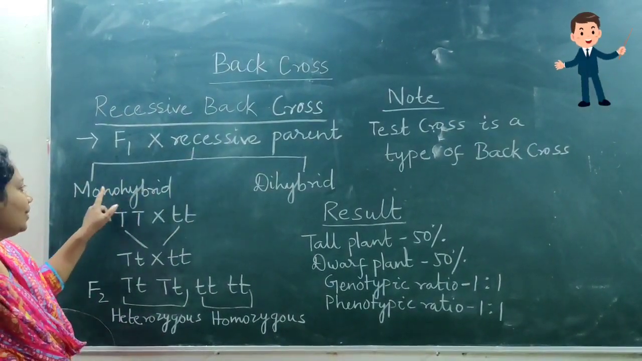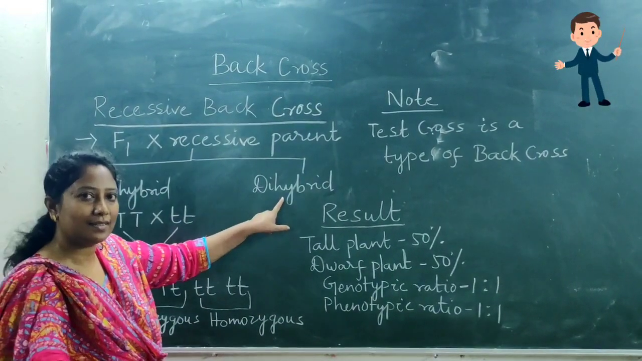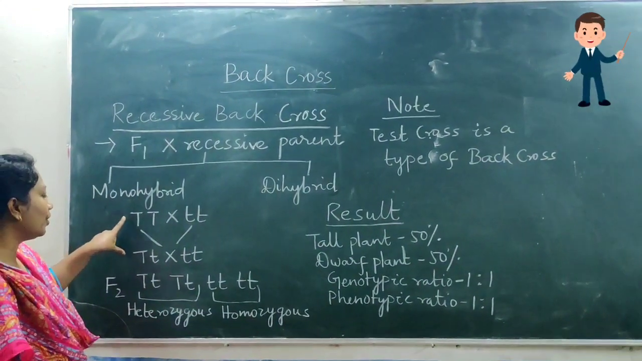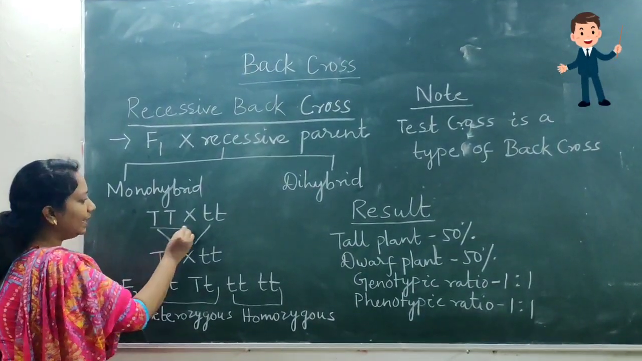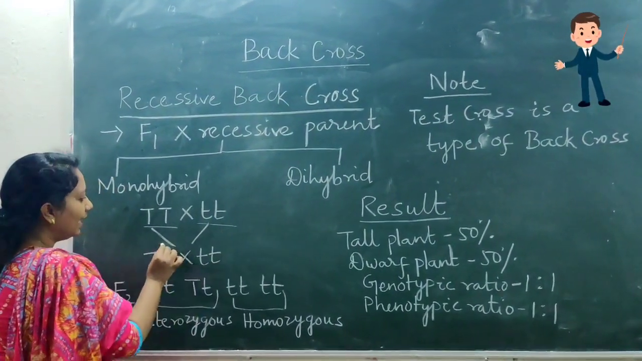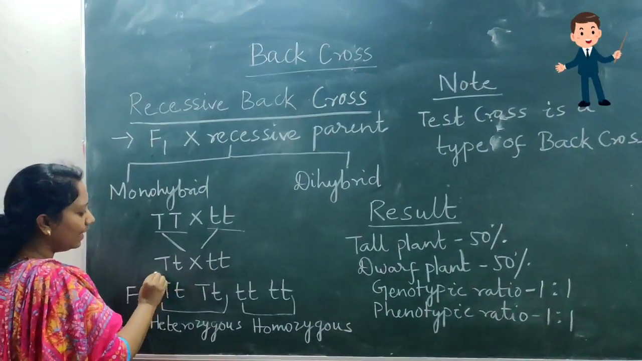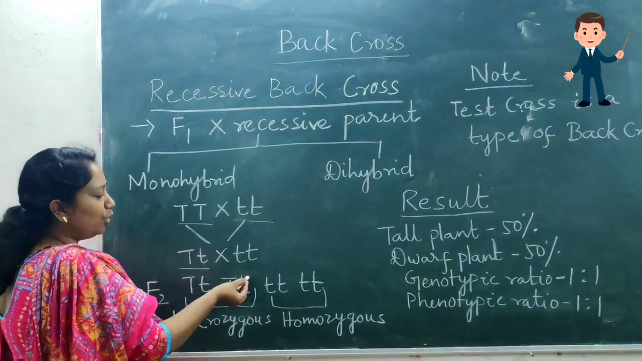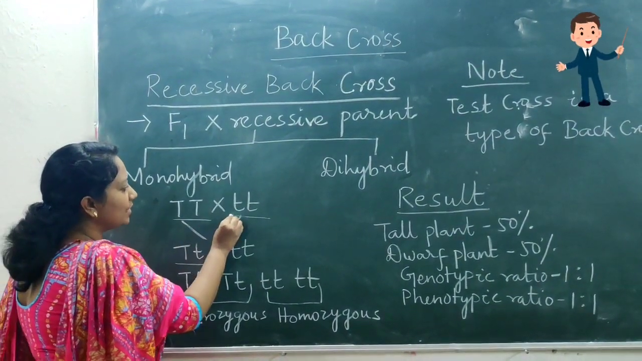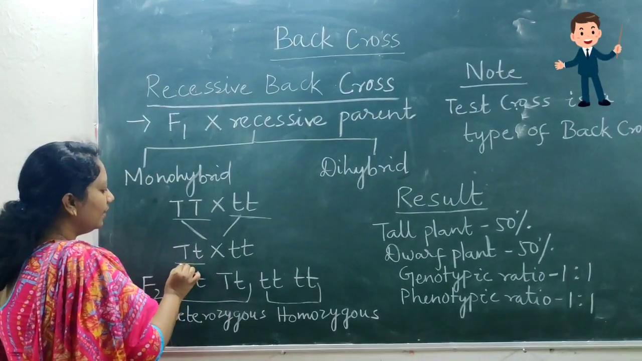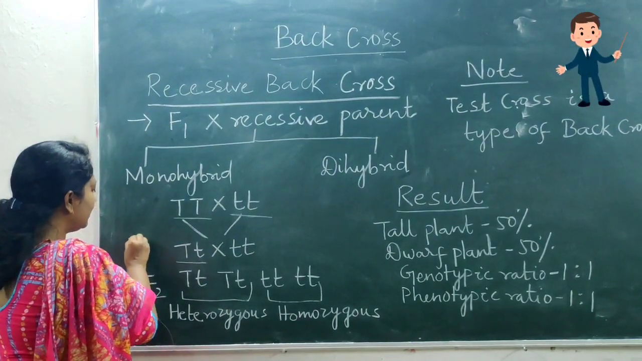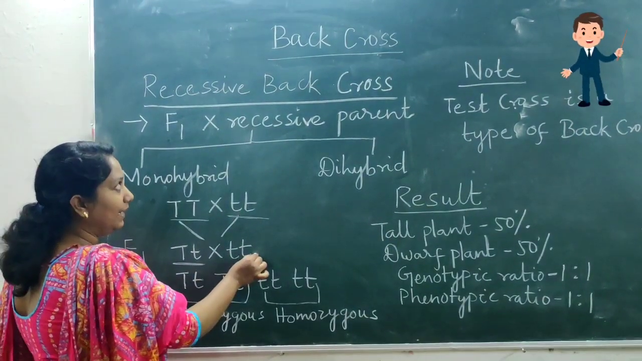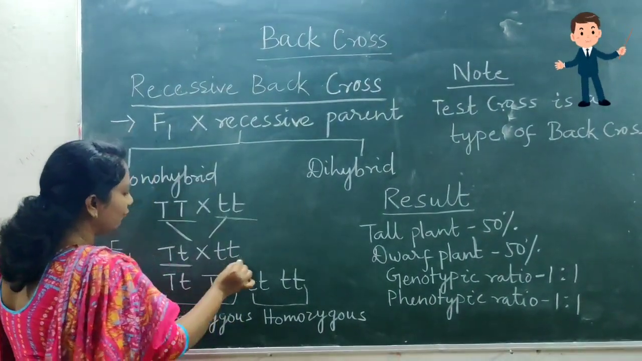This cross is again of two types. One is monohybrid, the other is dihybrid. First, let us discuss about monohybrid cross. In monohybrid cross, you cross homozygous tall parents, homozygous dwarf parents, and the product which you get is a hybrid tall. We have already understood this in the monohybrid cross. So homozygous tall, homozygous dwarf to get F1 generation, which is hybrid tall.